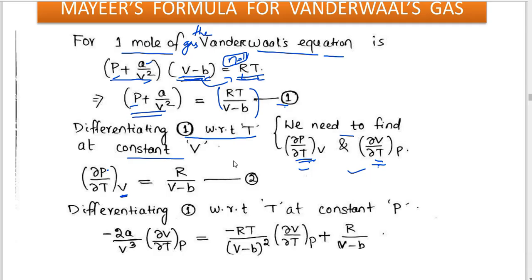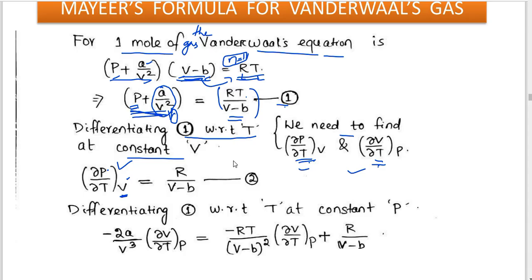This is P. So if you differentiate this equation with respect to temperature, taking volume constant, the second part, A by V square, is constant because A is already constant, and in this situation B is constant. So this part's derivative will be 0. Derivative of P will be del P by del T at constant V, the left side part. The right part will be RT by V minus B.